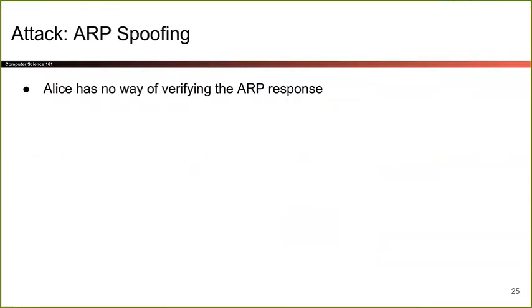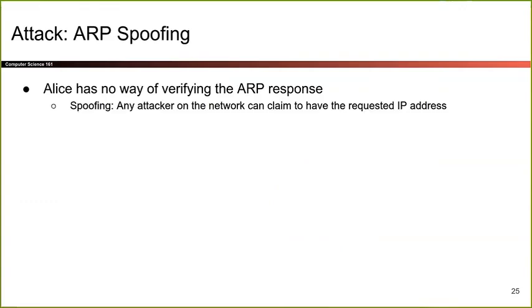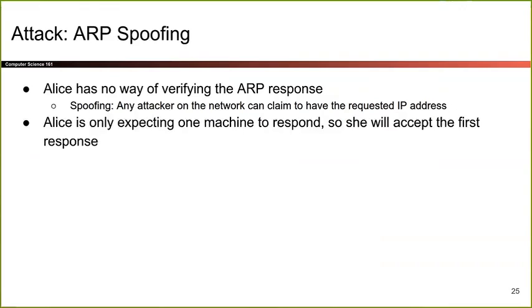And the main reasons why this was allowed to happen is because first, Alice has no way of verifying the response. So whatever response she gets, there's no cryptography, there's no signing, there's no trust. So whatever she gets, she just kind of has to accept it as true. And also, this lets us spoof things, right? So now anybody can claim to have the requested IP address, and there's no way of Alice knowing, has this person lied or is this person being honest? There's no way of checking. So that's one reason why ARP spoofing is possible.